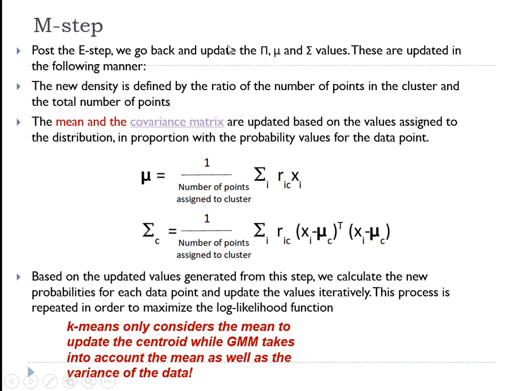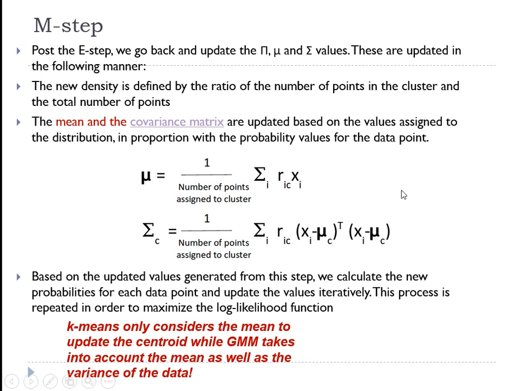Coming to the maximization step, after you do the expectation step, we will now update the values. We will update the pi value, the mu value, and the sigma values. The new density is also calculated, and the new density is nothing but this pi value. You calculate the new density, and then you again calculate the mean and covariance. This is how you calculate the mean and covariance.